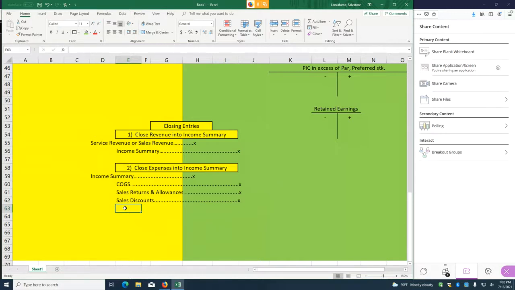Anyways, so debit cost of goods sold, debit sales returns allowance. Should we credit all of these guys? Because normally they're debited. And then you would also be crediting your regular expenses, your operating expenses, your selling, general, administrative, like your telephone expense, your rent, your advertising, your depreciation, those guys.